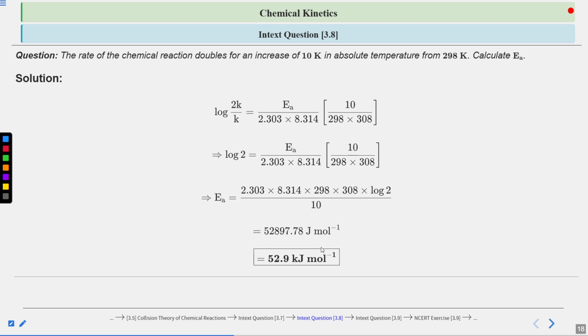Because this is a very long value, you can also compact it by writing it in another unit, kilojoule, by dividing it by 1000. So 52.9 kilojoule per mole. Okay, so this is 52.9 kilojoule per mole. This is the value of EA.